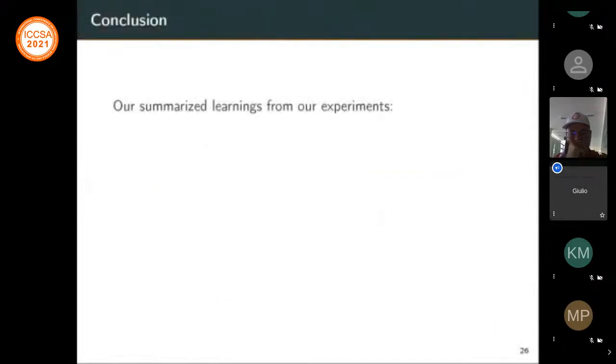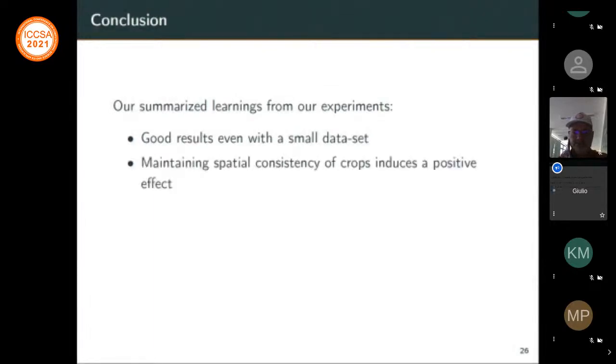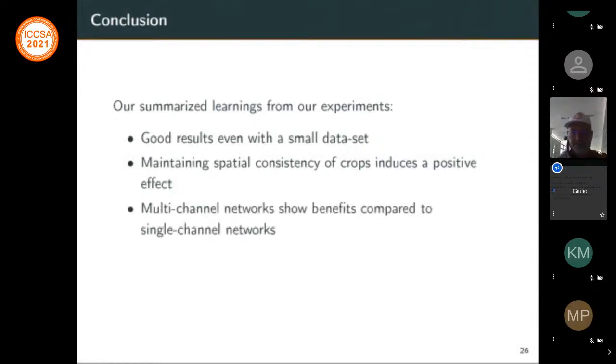So we come to the conclusion. Our summarized learnings from the experiments are as follows. Good results can be achieved even with a small data set. And maintaining the spatial consistency of the crops has a positive effect, also when we use only specific positional information for one channel. And because of that, multi-channel networks show benefits compared to single-channel networks. And what we also saw was that the background information, where no textural information is, works better.